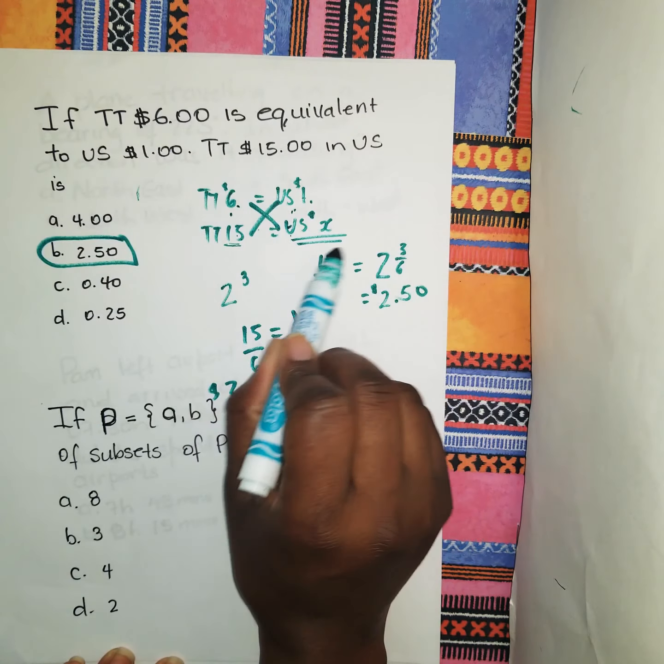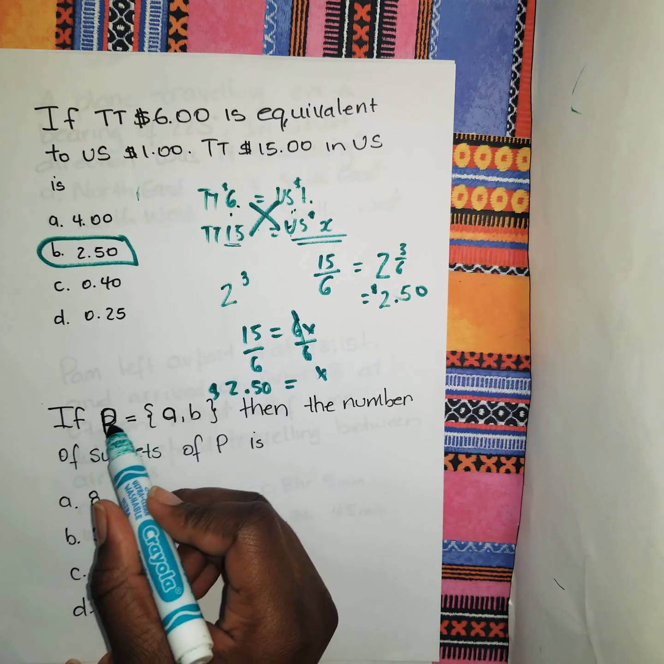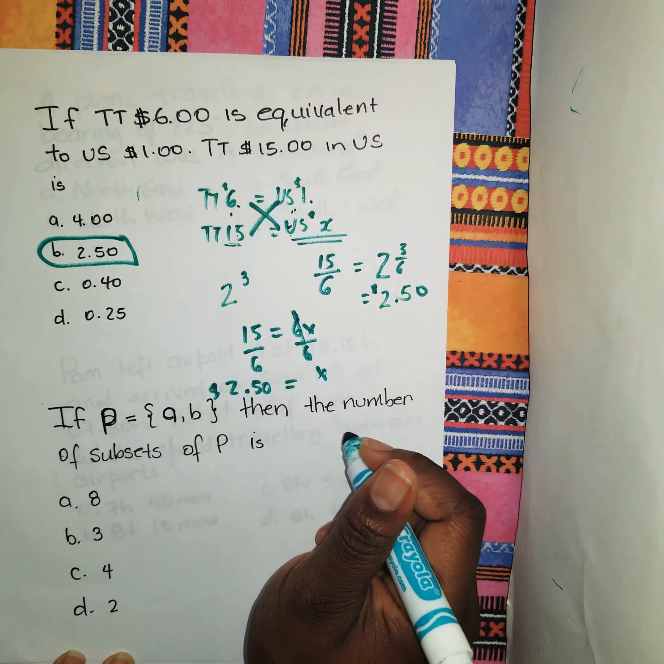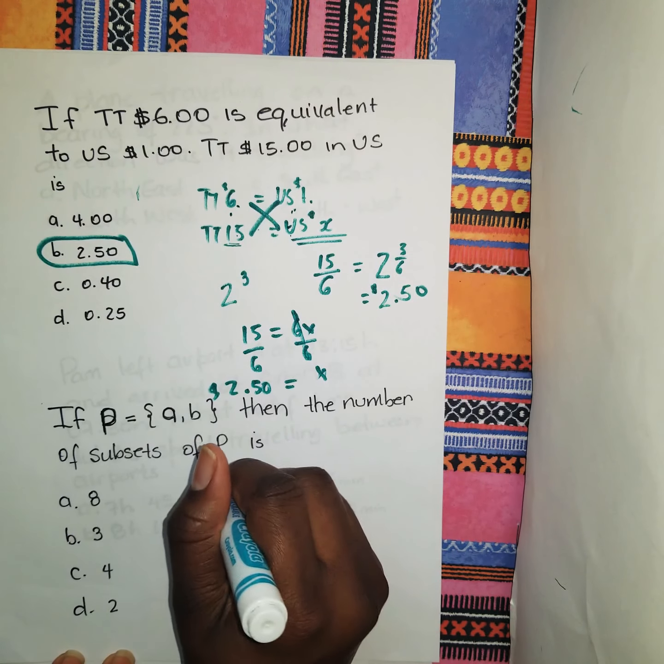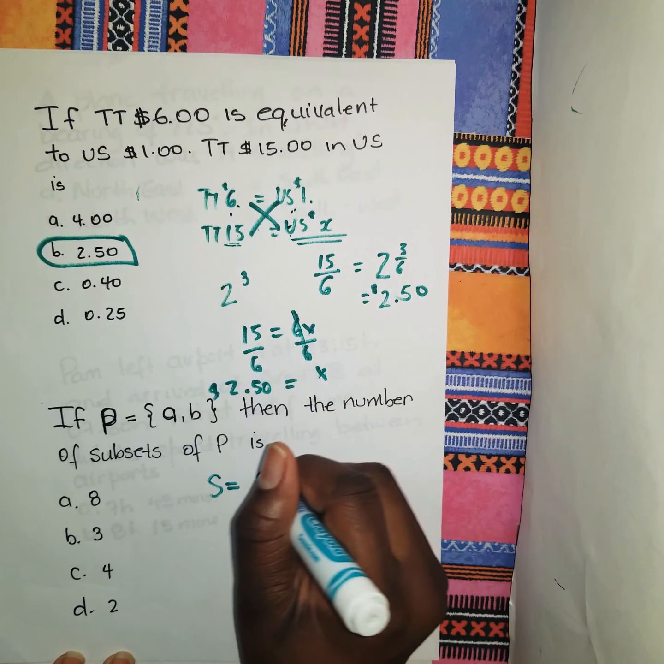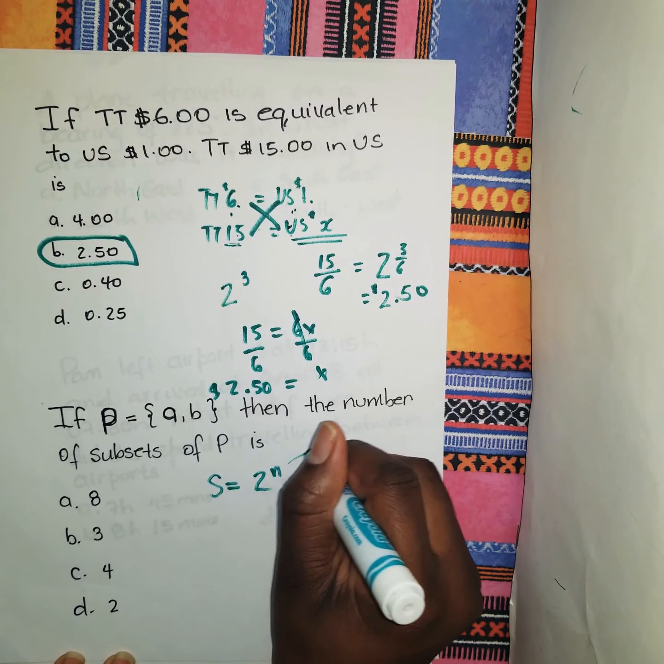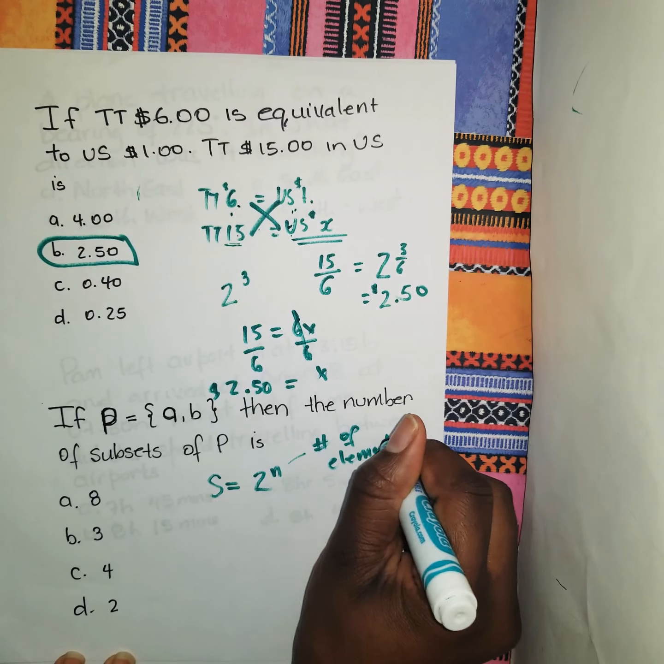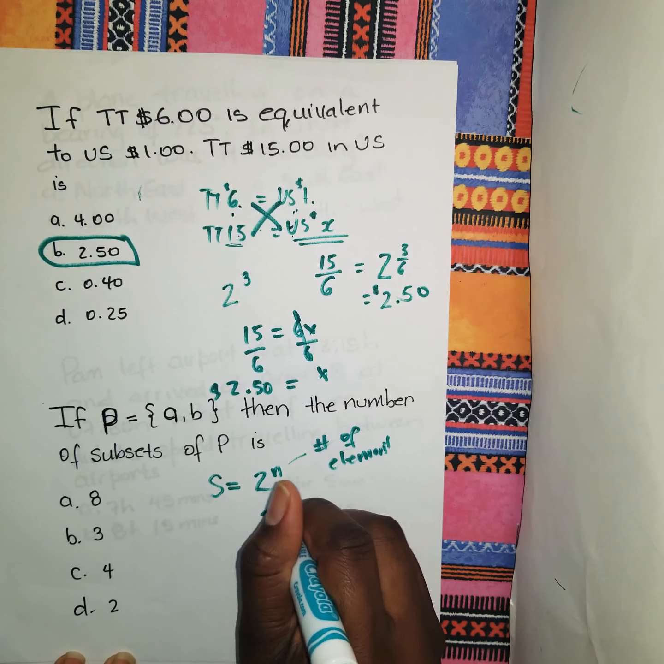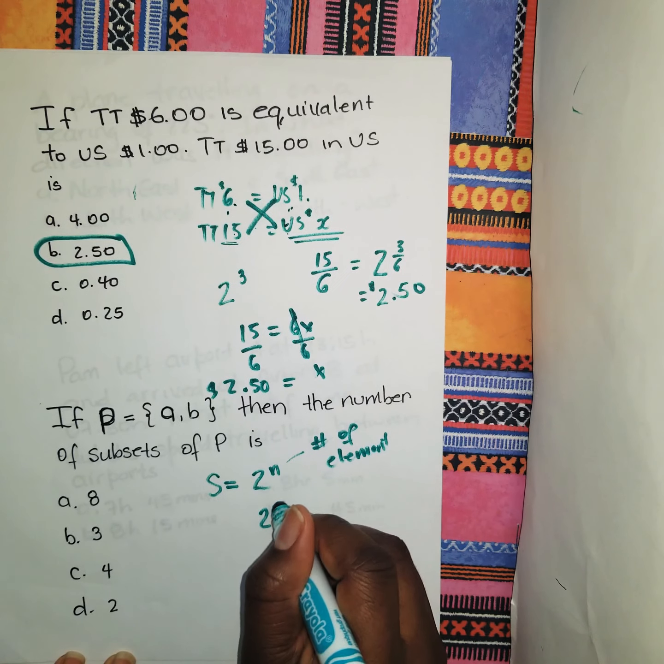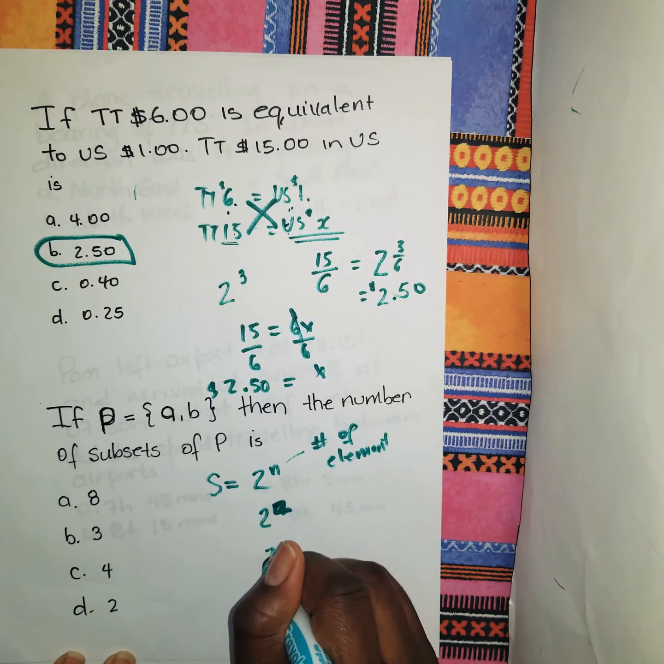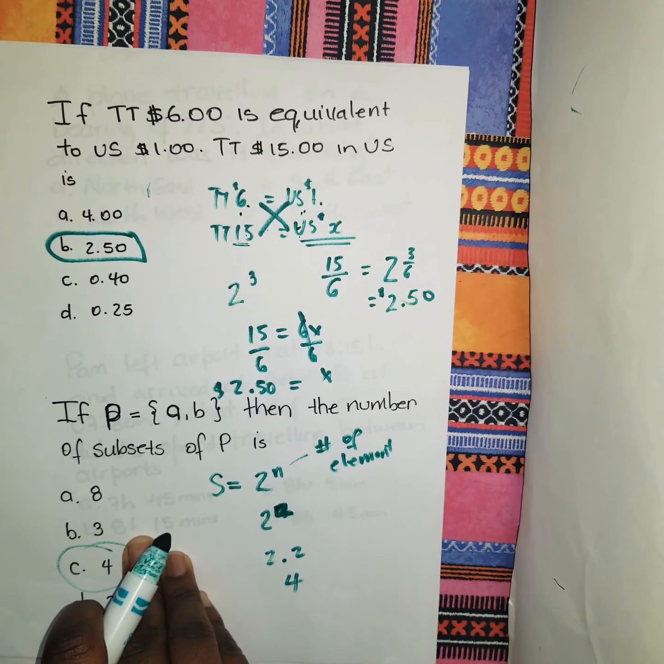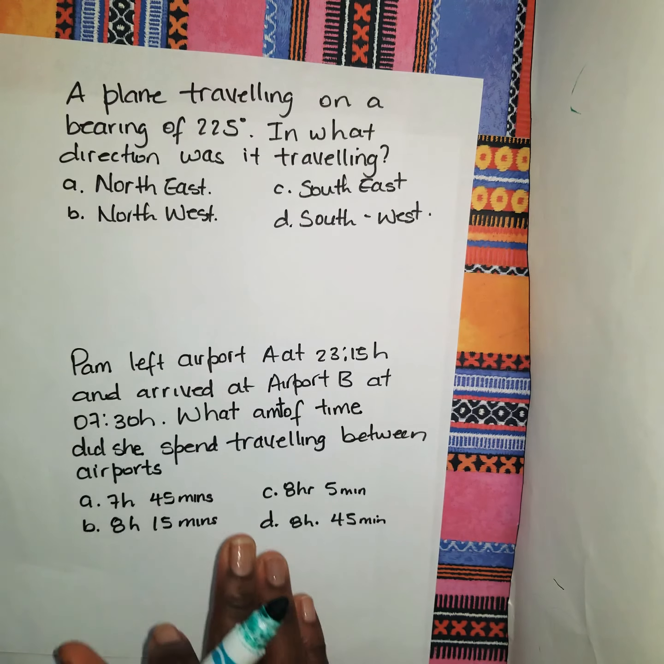So I was trying to explain to you over here. P is equal to {A, B}. So we have 2 elements in this set. The number of subsets of P is represented by S, which is equal to 2 to the N. N here represents the number of elements in the set. In this set we have 2 elements, so it's 2 to the 2, and 2 to the 2 is 2 times 2, which is equivalent to 4, and that's how we find the solution for that one.